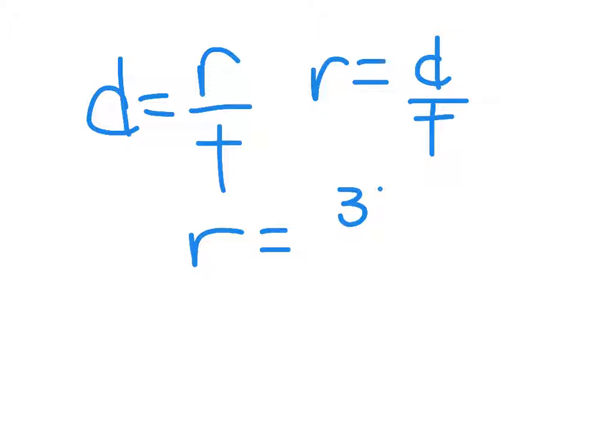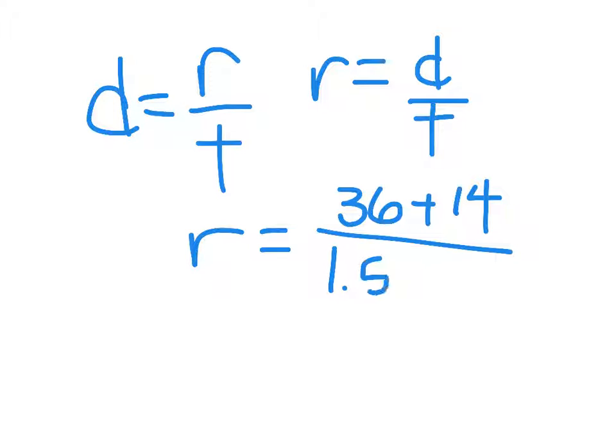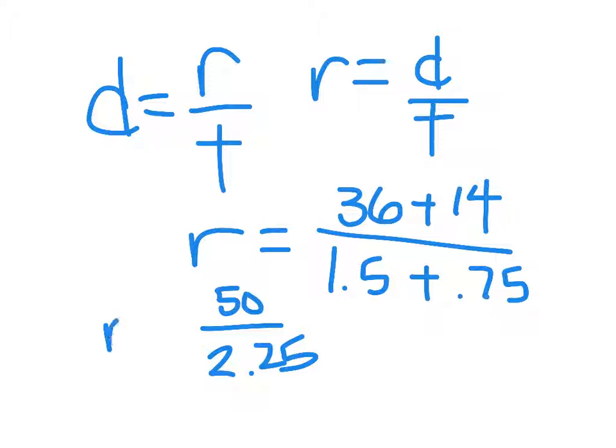You can do 36 miles and 14 miles, and then divide that by the 1.5 hours and the 0.75 hours. Okay? This one might seem pretty simple, but sometimes it just is. So 36 plus 14 is 50. So they went 50 miles, and 1.5 plus 0.75, that's 2.25. So your whole thing is you went 50 miles in 2.25 hours.